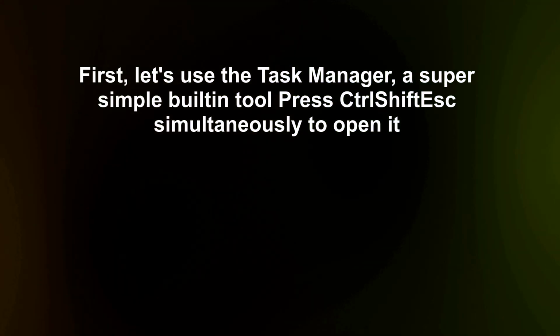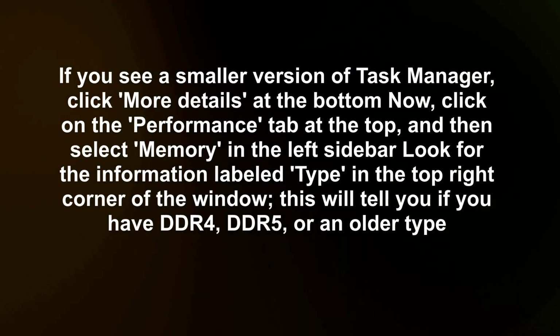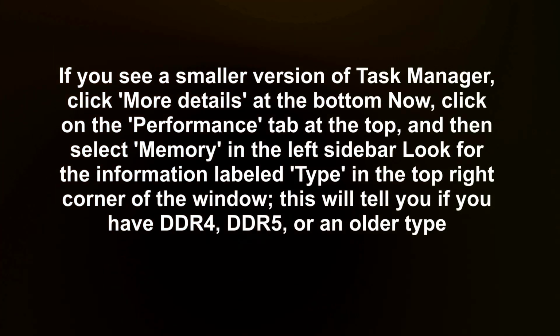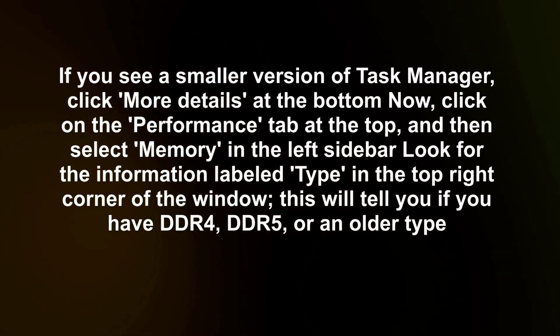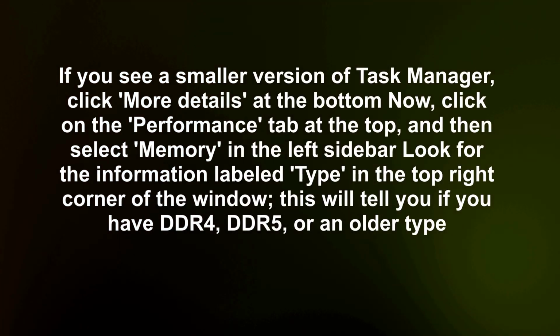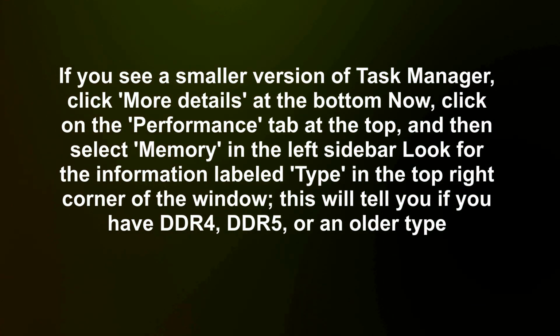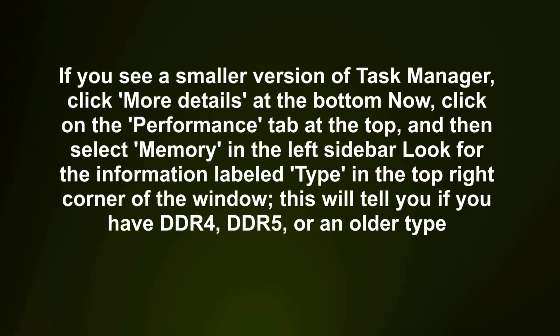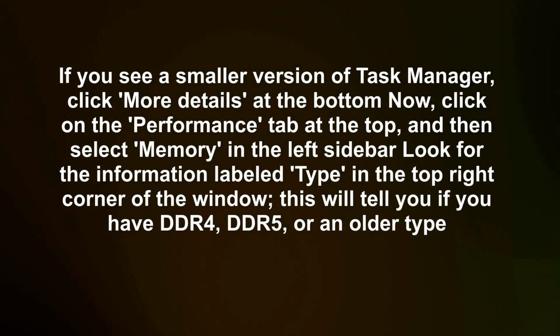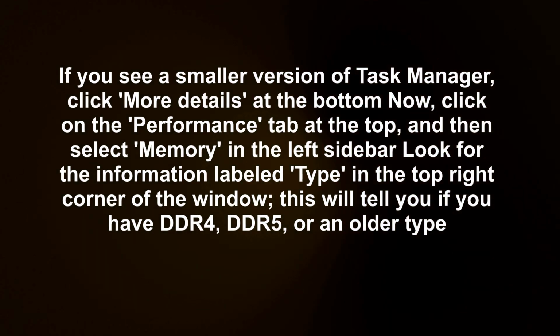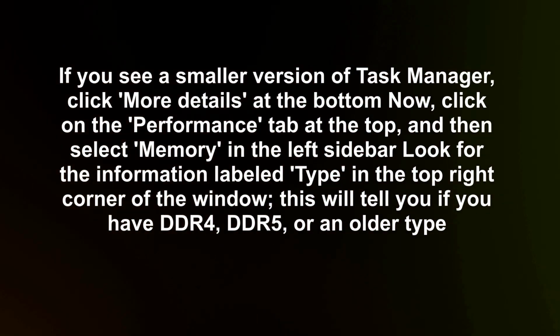Press Ctrl-Shift-Esc simultaneously to open it. If you see a smaller version of Task Manager, click More Details at the bottom. Now, click on the Performance tab at the top, and then select Memory. In the left sidebar, look for the information labeled Type in the top right corner of the window. This will tell you if you have DDR4, DDR5, or an older type.